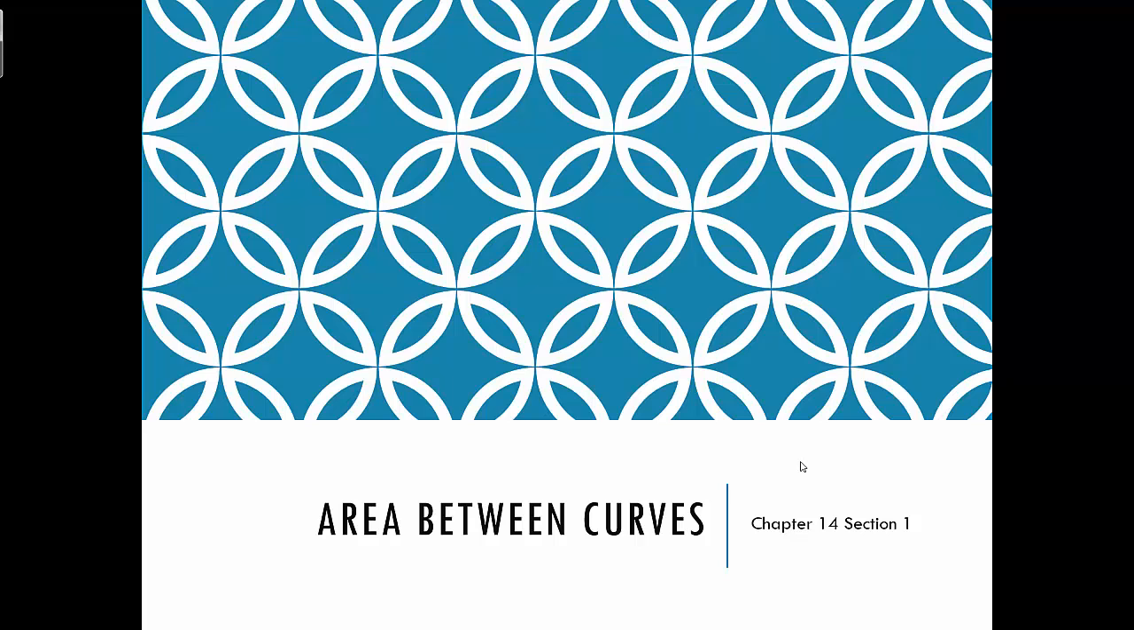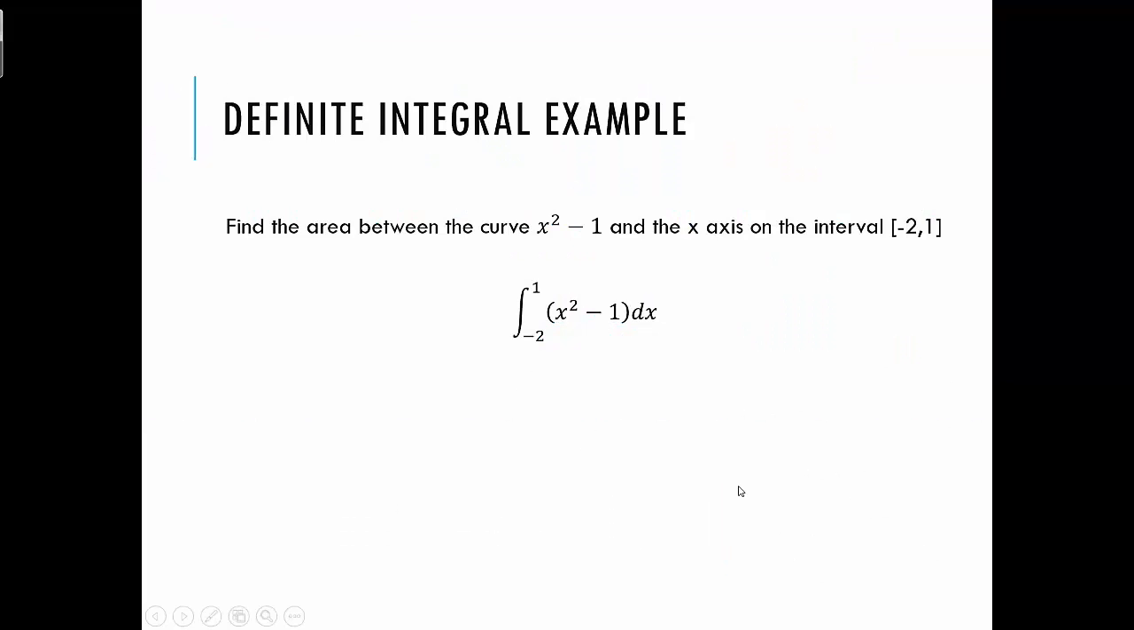Okay, let's look at finding the area between curves. So if I want to find the area between the curve x squared minus 1 on this interval, -2 to 1, we learned from the last section, the fundamental theorem of calculus, is we find the antiderivative and then we evaluate it at these limits of integration.